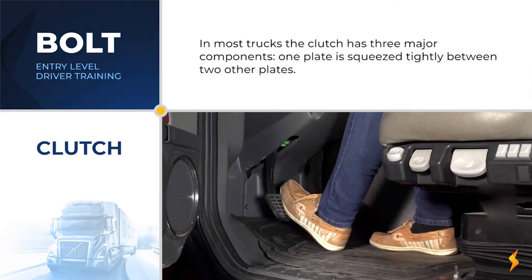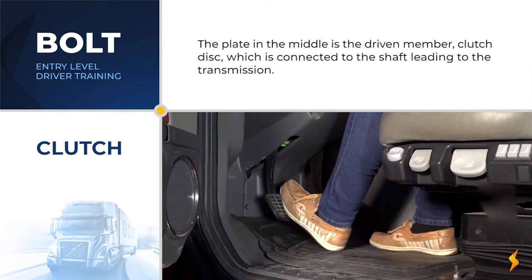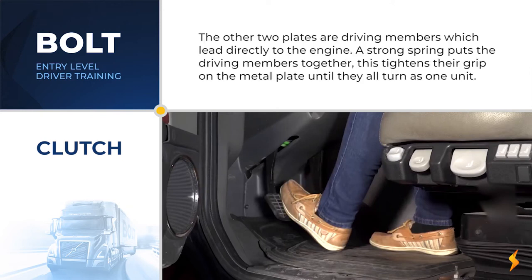In most trucks, the clutch has 3 main components. One plate is squeezed tightly between 2 other plates. The plate in the middle is the driven member, the clutch disc, which is connected to the shaft leading to the transmission. The other 2 plates are driving members which are connected directly to the engine. A strong spring or springs force the 2 driving members together. This tightens their grip on the middle plate until they all turn as one unit.